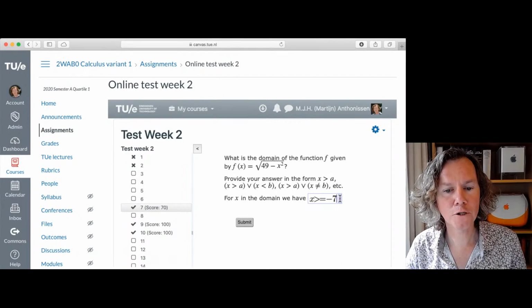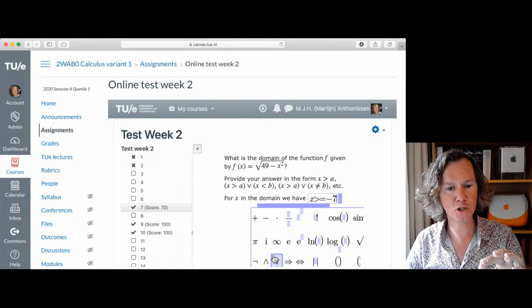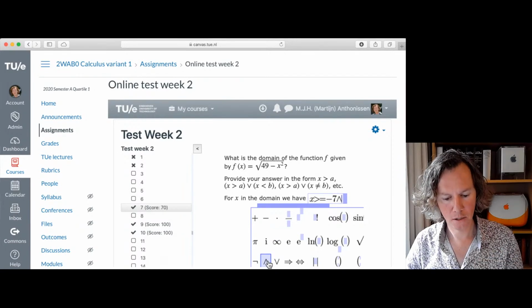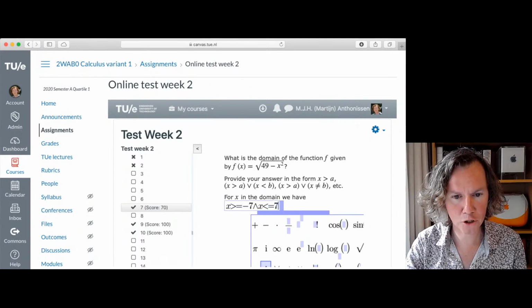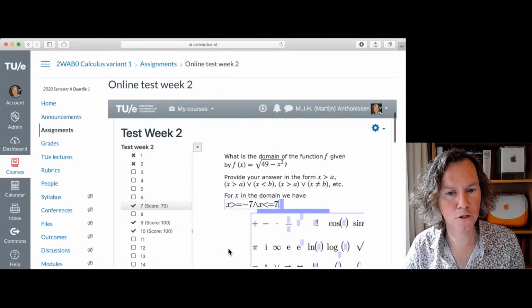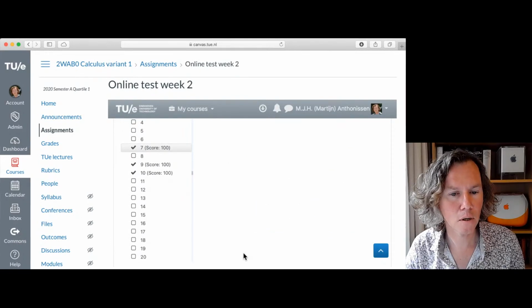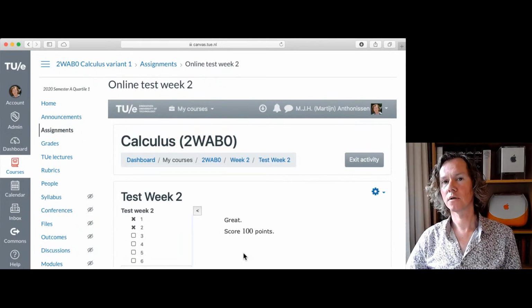And now I want a requirement that it's also smaller than 7, and I need this symbol here. So this means "and". So the other requirement is that x is smaller or equal to 7. And let's see if this works out. Submit. Great. So that's how you can do this.